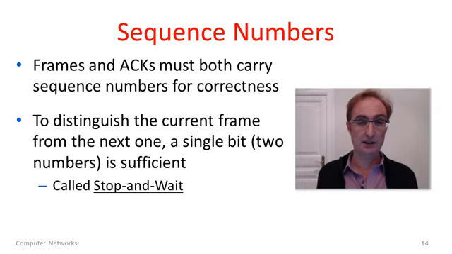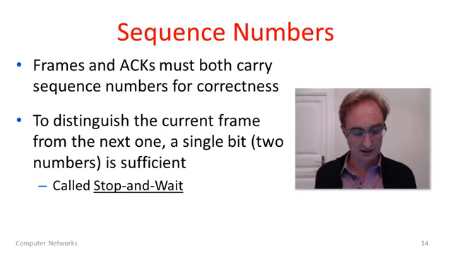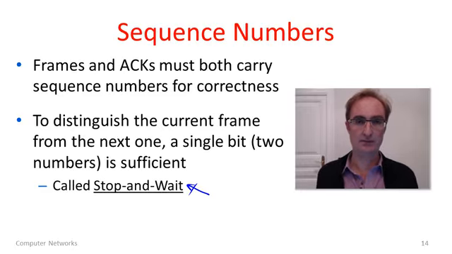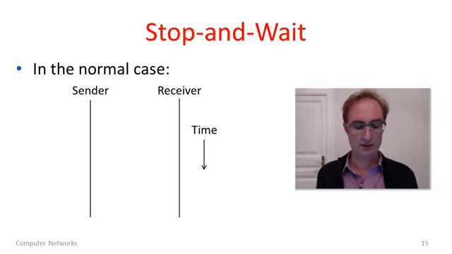Now, it turns out that in the protocol I'm showing you, where the sender's only sending a single frame at a time and resending it until it gets through, we only need a flag, a single bit, to indicate two different states, or two numbers to distinguish the current frame that's been sent from the next one. That's going to be sufficient. The name of the protocol in this case is called stop and wait. Let's see it in action.